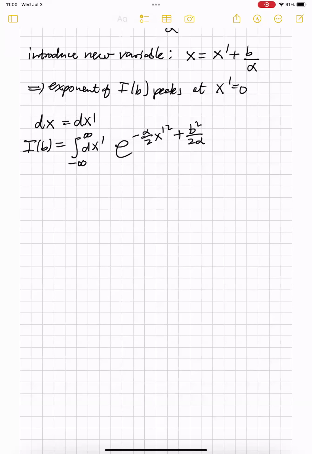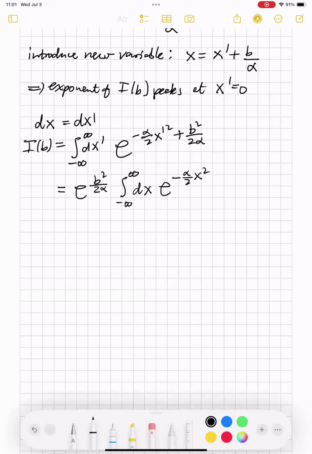Okay, good. So we've got this integral to perform. Well, the first thing to notice is we can take out e to the b squared over 2 alpha. That doesn't depend at all on x. And then we've got an integral from minus infinity to infinity. I'm going to write dx. It really doesn't matter what I call the integration variable. And then I'll get minus alpha over 2 x squared, because I'm now calling x prime x. So that's the integral that I have to do.